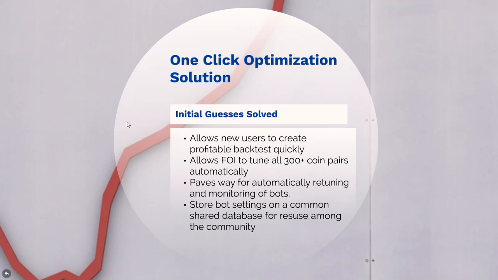So this is to solve that, but it also leads a way for me to tune all 300 coin pairs that we pulled from Binance or from HAAS when I was using Binance, and I could tune all 300 coin pairs automatically, and it might take a few days, but at least I could keep it running overnight, and that paves the way for me to monitor and retune bots as needed with a one-click solution, and not have to constantly monitor it.